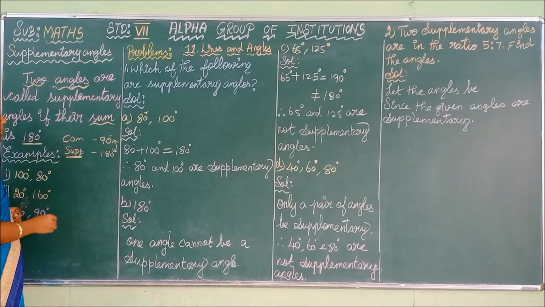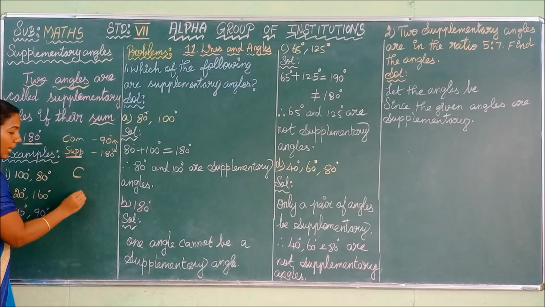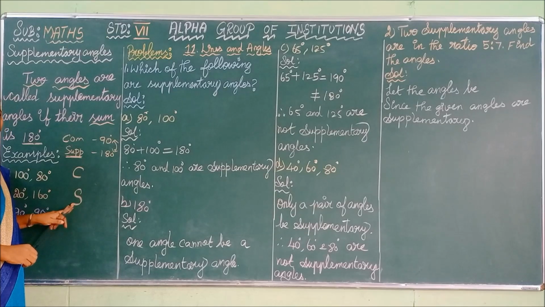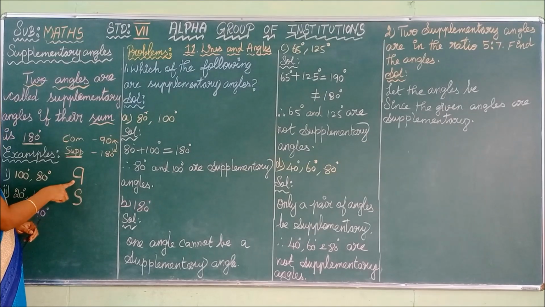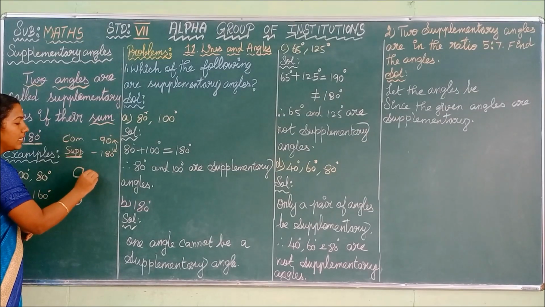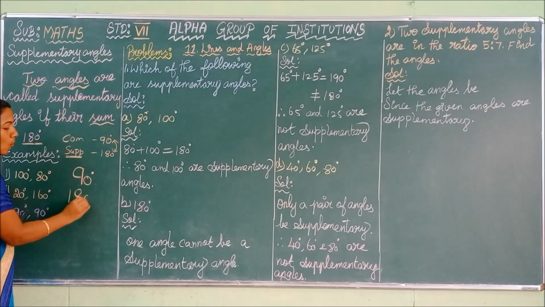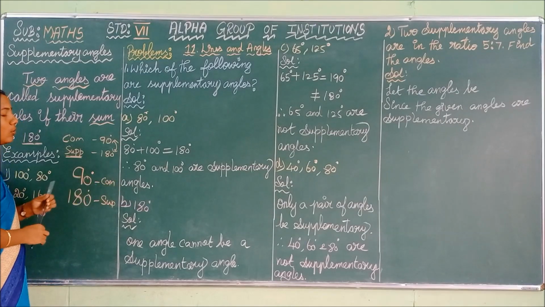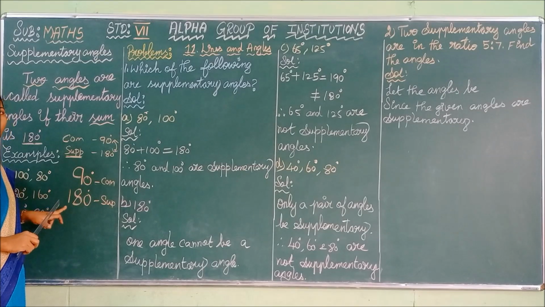To avoid that confusion, I give you a hint, children. See here, C for complementary and S for supplementary. Now you add 1 to this C. So it became 9. So complementary means 90 degree. Now you have to add 1 cross 1 to S. So it became 8. So 180 degree means supplementary, 90 degree means complementary. So use this hint to remember complementary means 90 degree, supplementary means 180 degree.